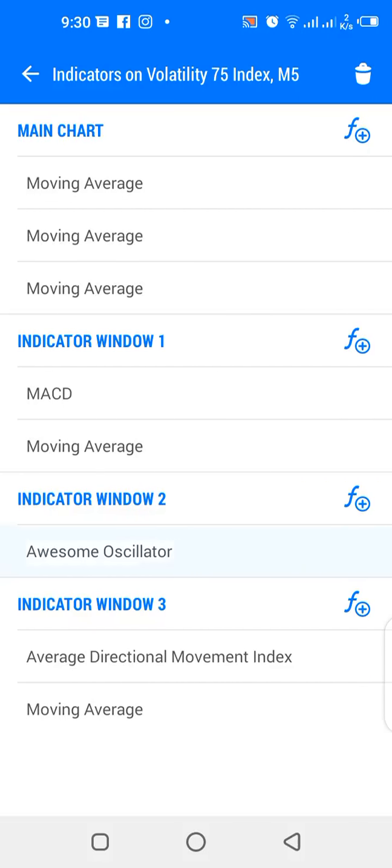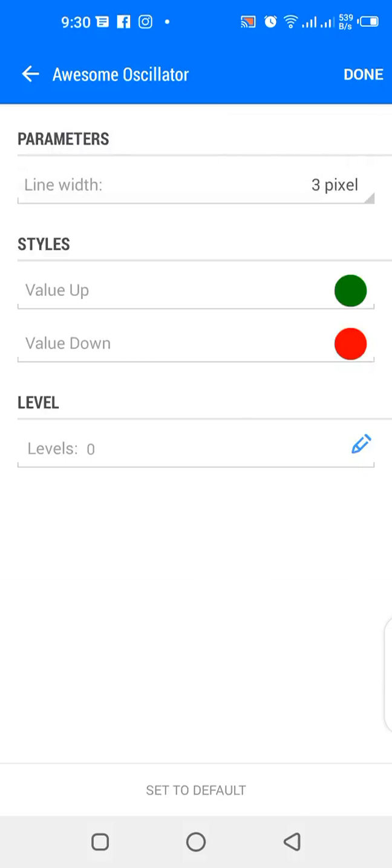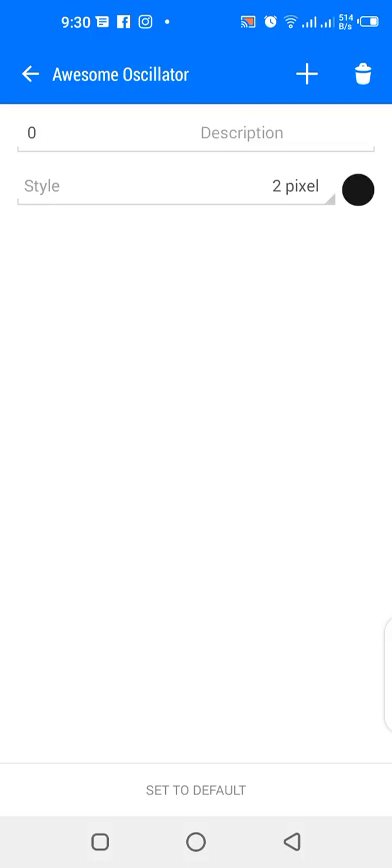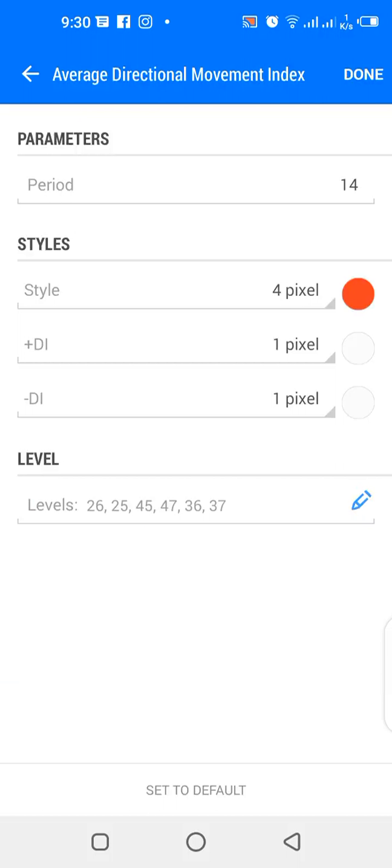Then indicator window 2, we have the awesome oscillator. The value up is green, value down is red, and the level is 0. Then indicator window 3, we have the average directional movement index. Period is 14. Style color is red. The plus DI and minus DI colors will match the background of the chart.